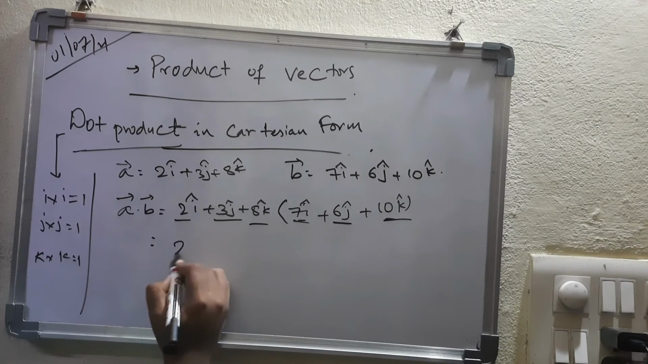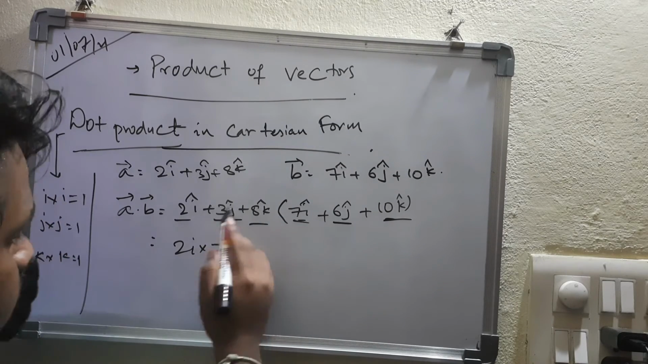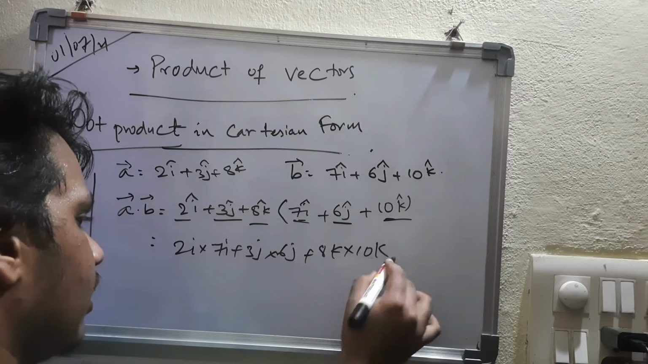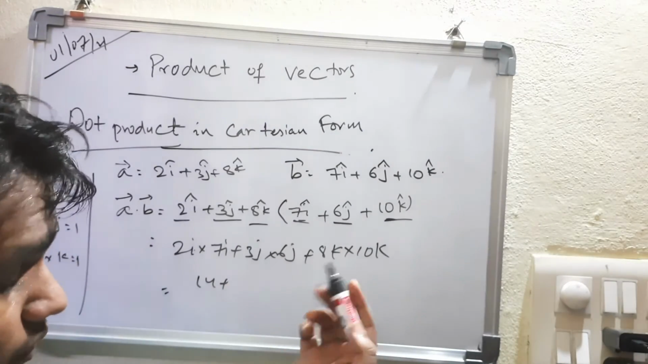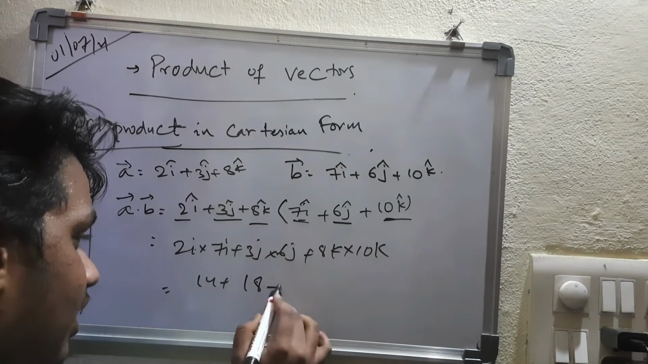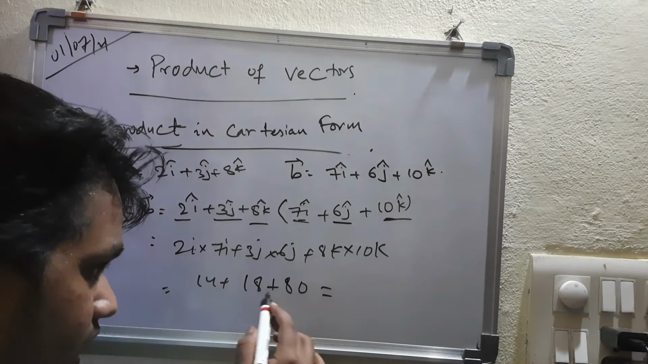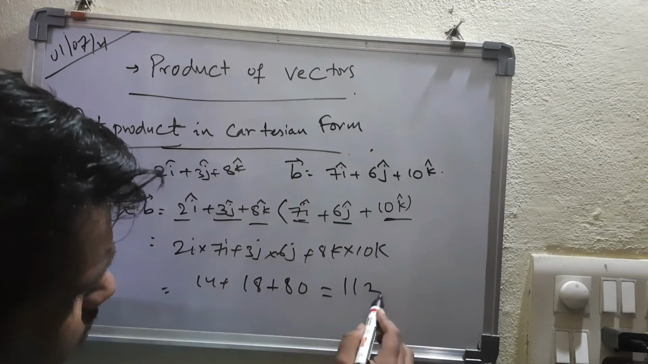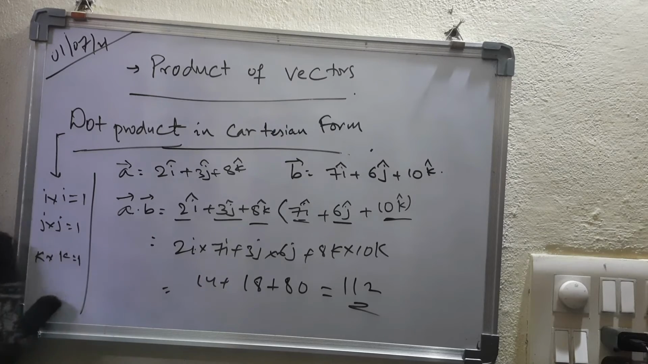Now 2i into 7i plus 3j into 6j plus 8k into 10k, which becomes i into i 1, 2 into 7 is 14, plus j into j 1, 3 sixes are 18, k into k 1, 8 tens are 80, which becomes 14 plus 18 is 32, plus 80, 112, right? This is the dot product of vectors in Cartesian form. Okay, clear?